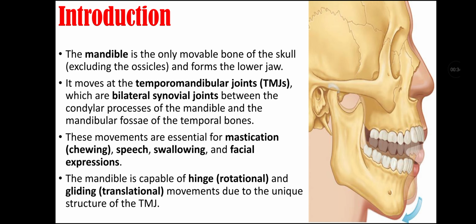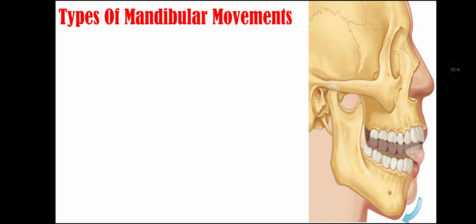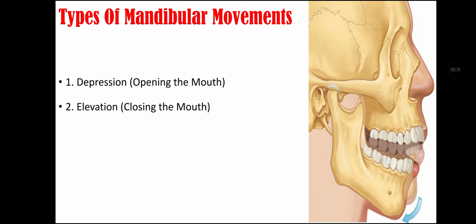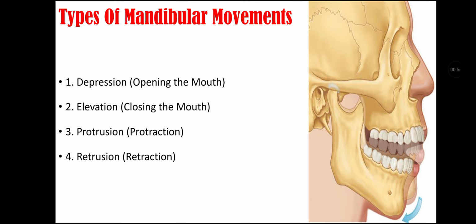Mandible is capable of hinge movement, that is rotational movement, and gliding movement, that is translational movements, due to the unique structure of TMJ. Types of mandibular movement. It includes depression, that is opening of the mouth, elevation, that is closing of the mouth, protrusion, that is protraction of the mouth, retrusion, that is retraction, and lateral movements, that are side to side grinding movements of the mouth.